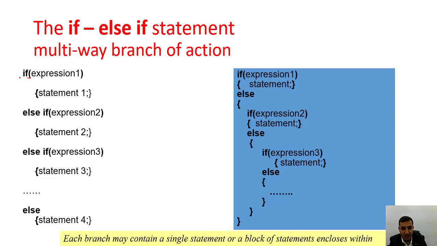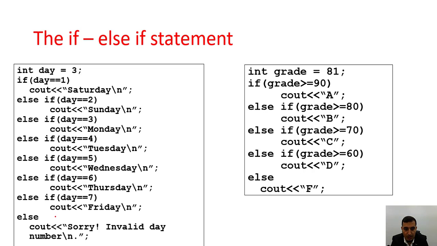So again, this is the if statement, else if, all of them will have expressions. These expressions will evaluate as true or false throughout our programs. So this is the if else statement. We ask the user to enter a number. So let's say the user entered 3. If day is equal to 1, we cout Saturday. If day is equal to 2, we cout Sunday, and so on. So if, else if, else if, else if, else if. So this is the program.